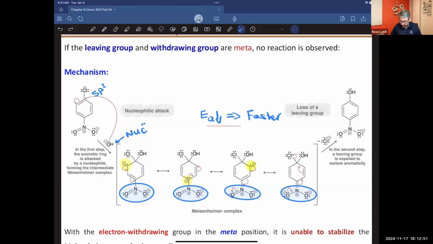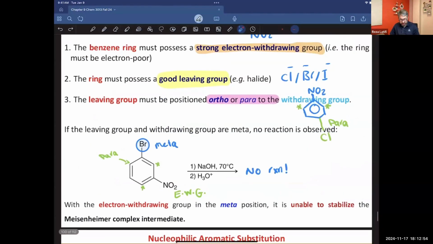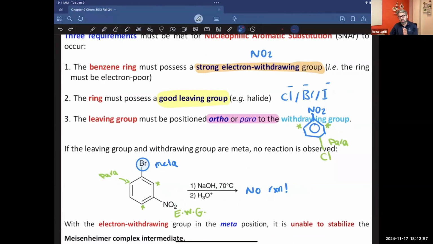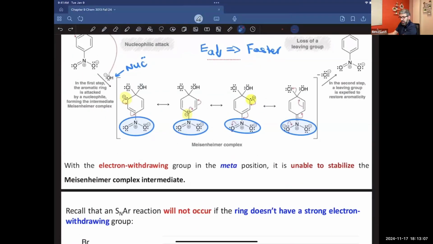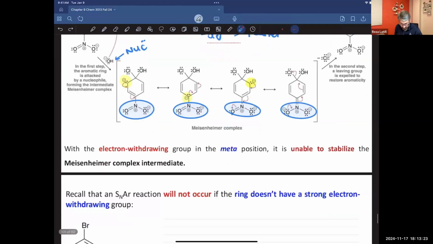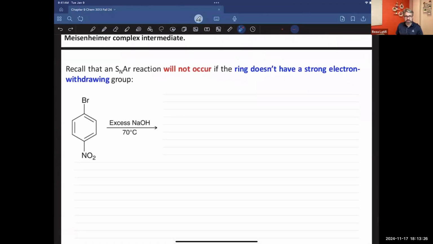Okay, and so this is the reason we say the leaving group must be in an ortho or para position relative to the electron withdrawing group, because the electron withdrawing group will find a chance to see the negative charge so close to it and pull it out of the ring. And if that happens, your system will get a lower, more stable transition state, and the reaction will be faster.